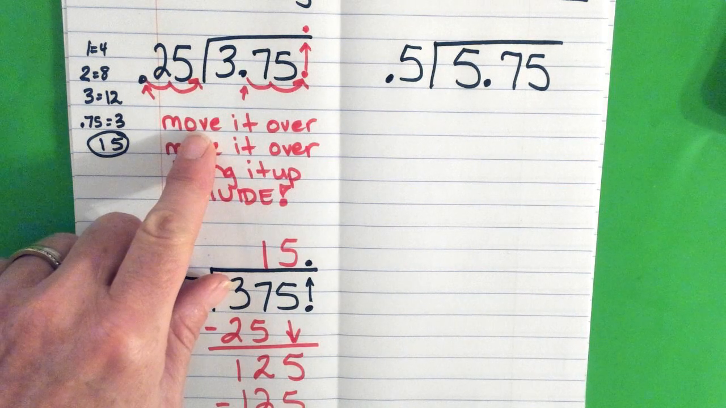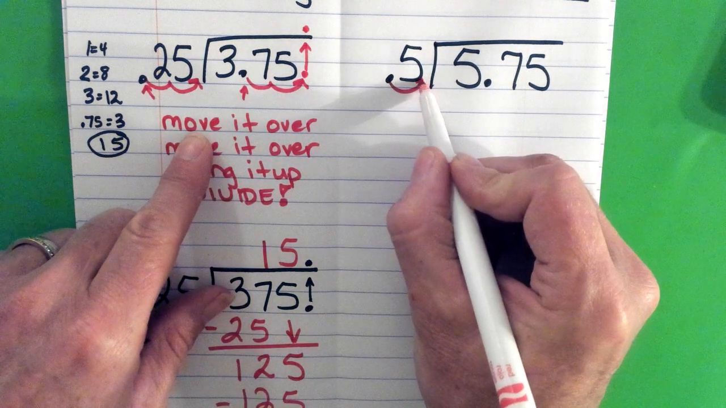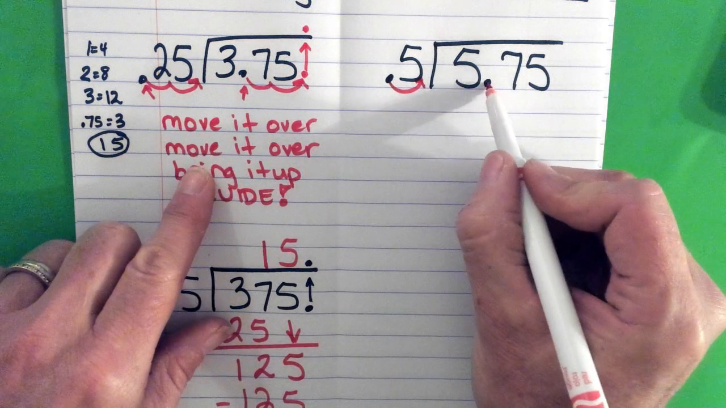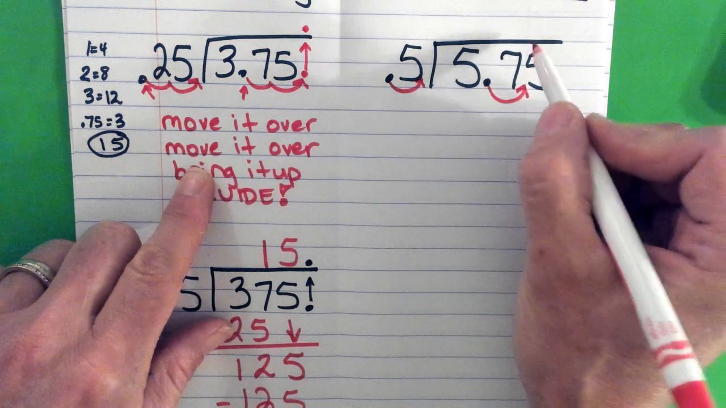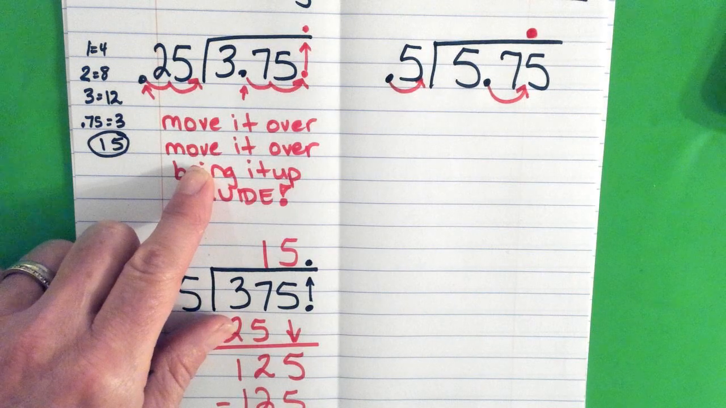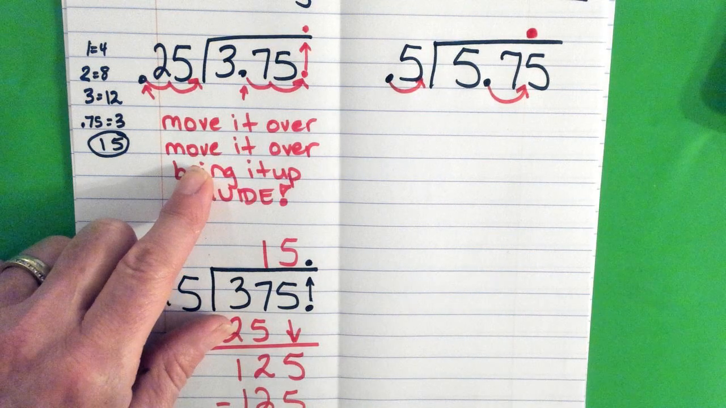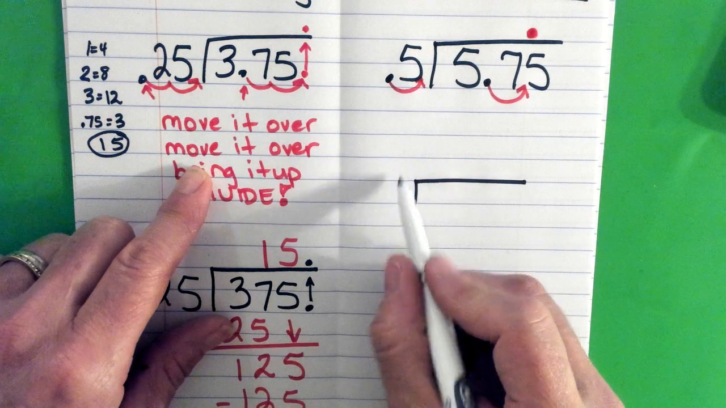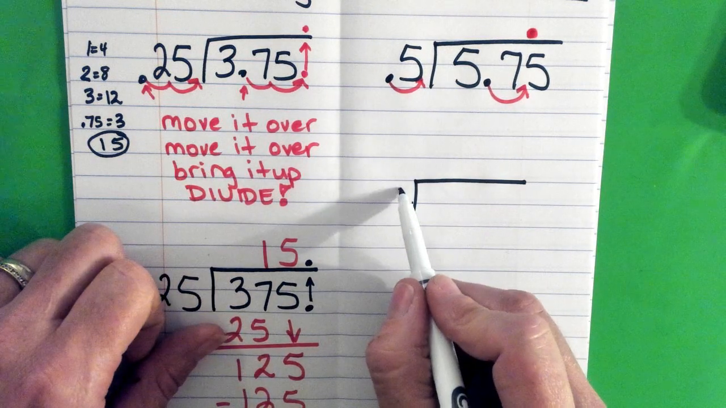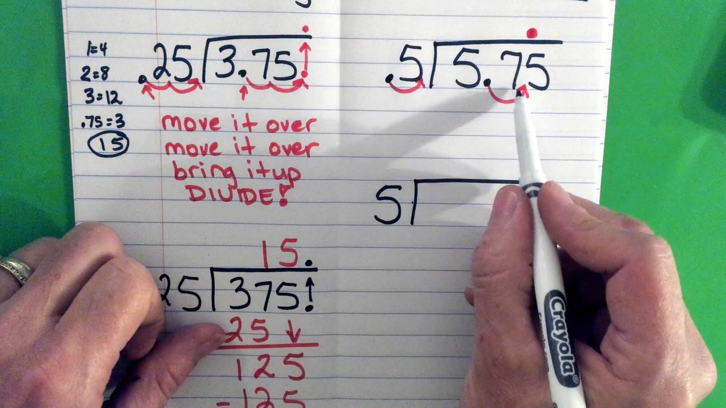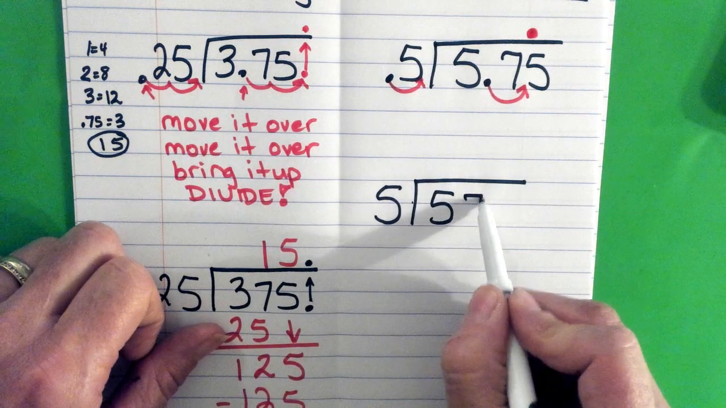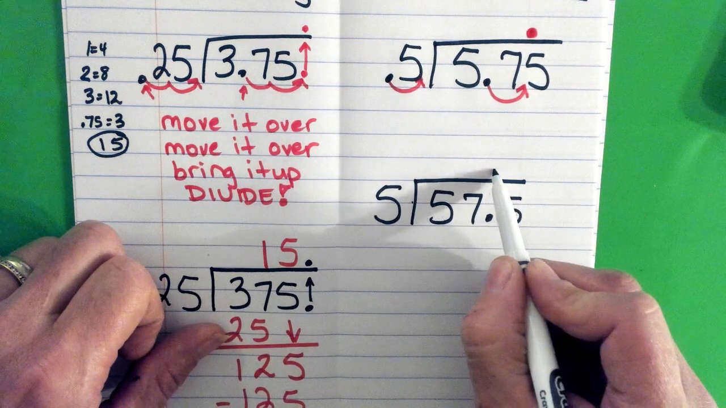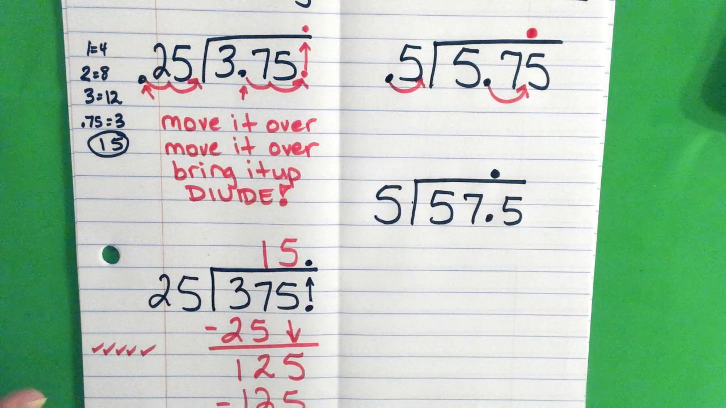So let's do the process. Move it over. Only one space for this one. Move this one over the same number of spaces. Bring it up, and then divide. Okay, so let's rewrite that nice and neat. Give yourself a little room maybe here. So my new number on the outside is 5. My new number on the inside is 57.5. Bring it up, and then divide like normal.